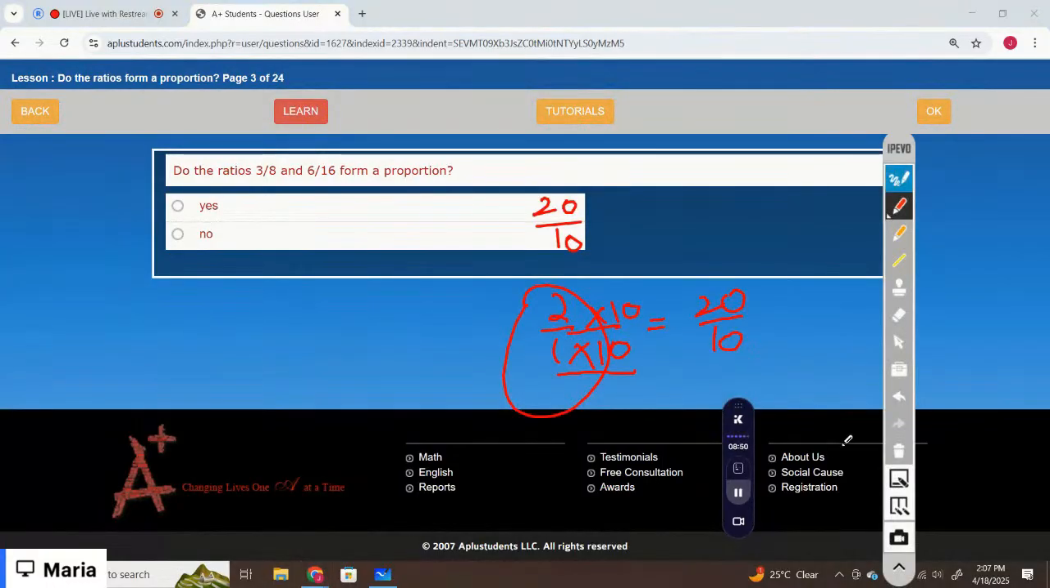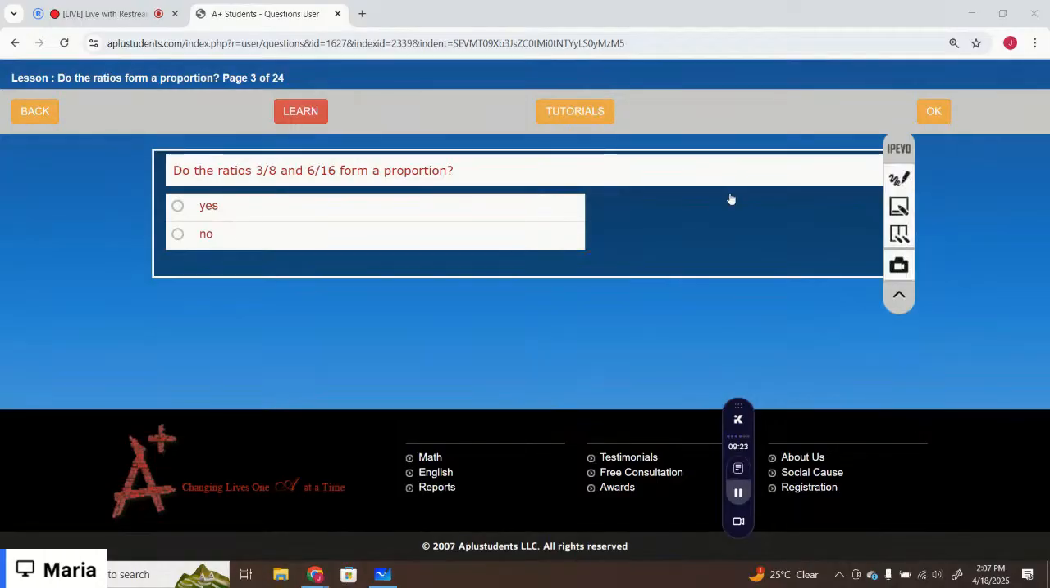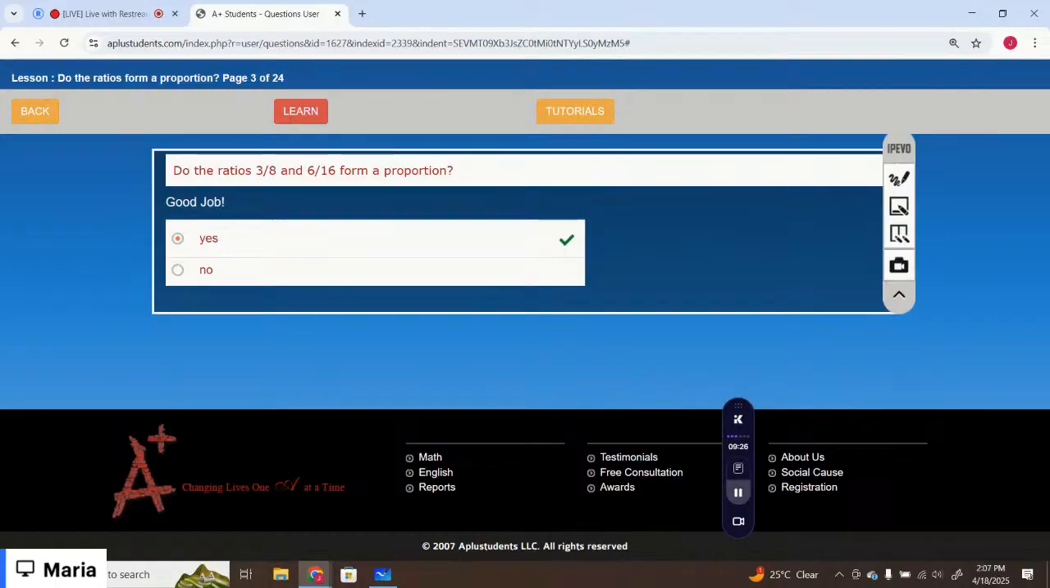Do the ratios 3 by 8 and 6 by 16 form a proportion? 3 by 8 and 6 by 16. Let's multiply this fraction by 2. 3 times 2 is 6 and 8 times 2 is 16. So yes, they form a proportion. Option number 1 is the correct option. Yes, 3 by 8 and 6 by 16 form a proportion.